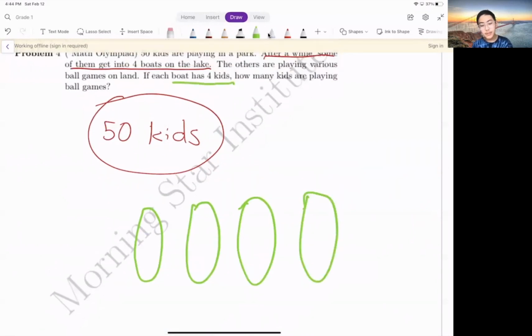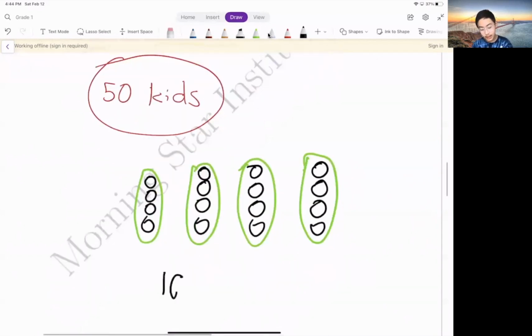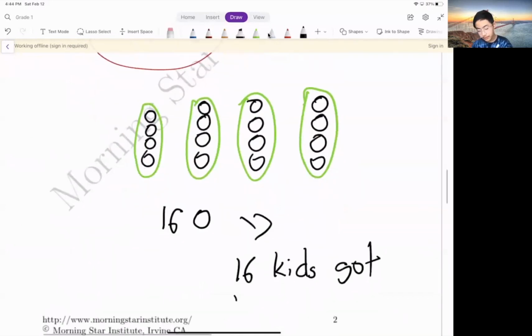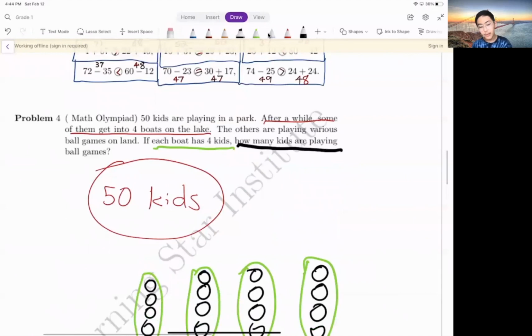And if each boat has 4 kids, so let's just draw 4 circles in each boat, we should get that there are 16 circles which are represented by kids. So therefore, 16 kids got into a boat. But that's not the answer because it says how many kids are playing ball games.